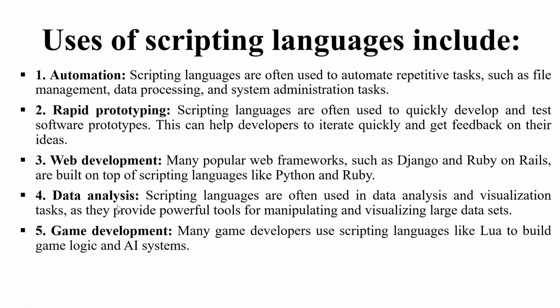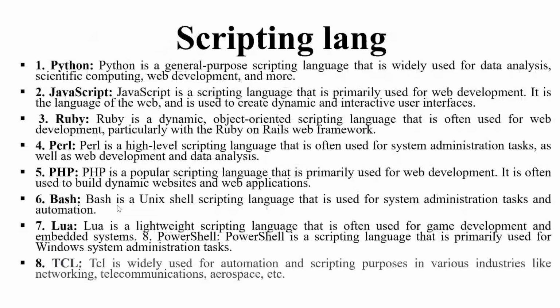Then what are the types of scripting languages? If you see Python, JavaScript, Ruby, Perl, PHP, Bash, Lua, TCL, these are some I have listed. Each scripting language is used for its specific application. Basically, Python is a general purpose scripting language, which is widely used for data analysis, scripting, scientific computing, web development, and many more applications.